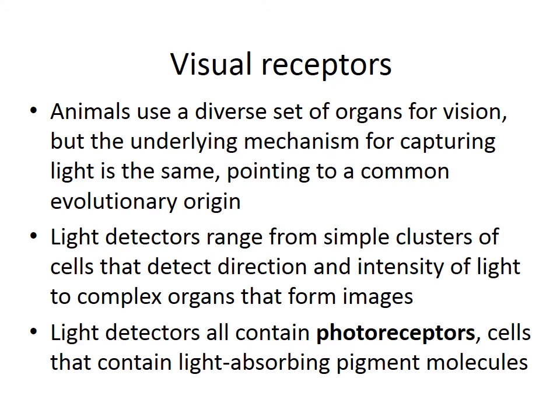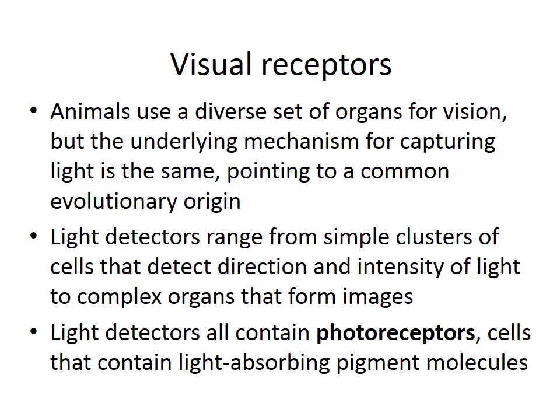Visual receptors, now these are good ones. Animals use a diverse set of organs for vision, but the underlying mechanism for capturing light is the same, pointing to a common evolutionary origin. Just like we saw the fish with its hair and cupula, and we have the same for our equilibrium, we see that same pattern. So nature evolved it once, and then there are just modifications in all animals.